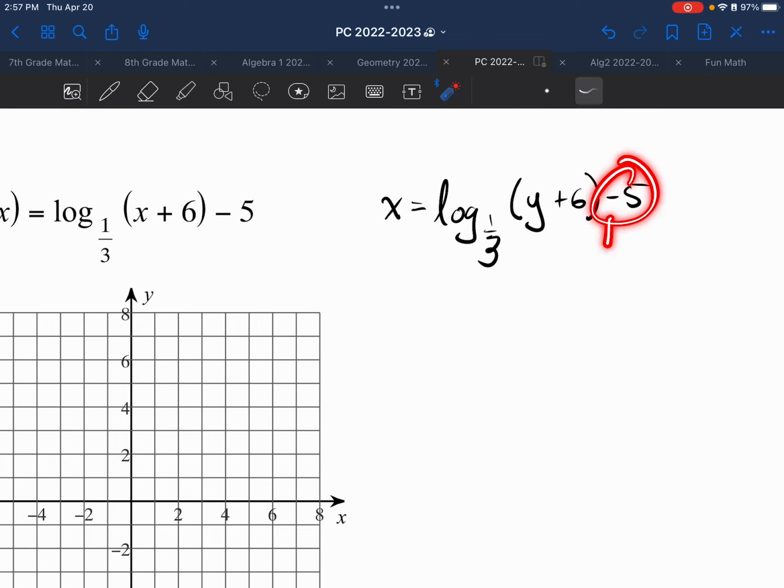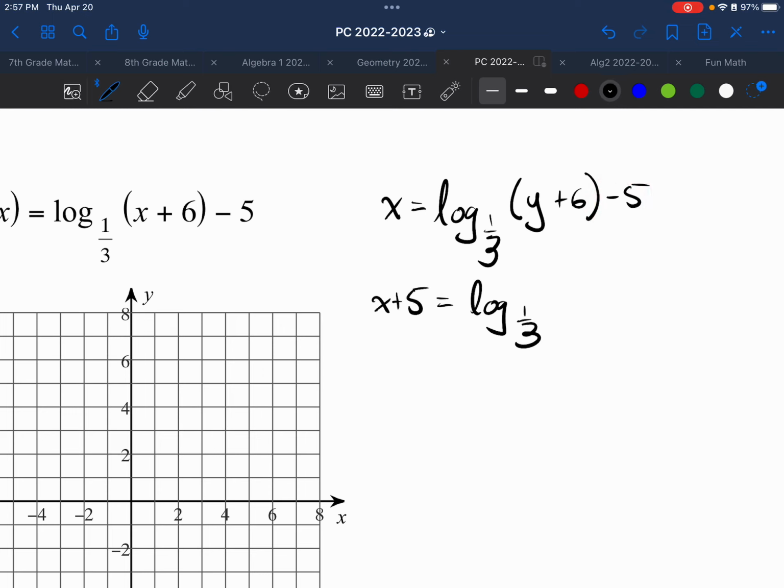Again, this -5 has got to go to this side, so I have x plus 5 is equal to log base 1/3 of y plus 6. And then from there, I'm going to exponentiate by using this base of 1/3. So I'm going to have 1/3, and maybe I'll make it a little bit bigger. 1/3. There it is.